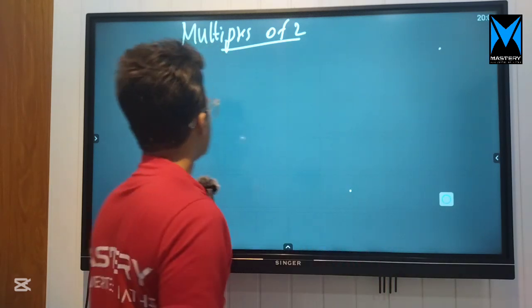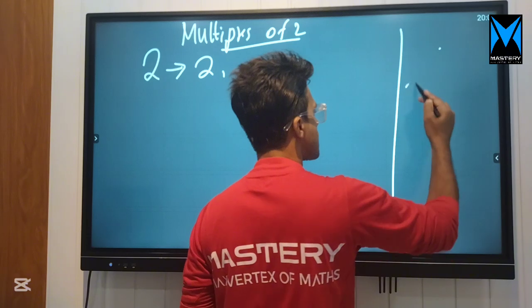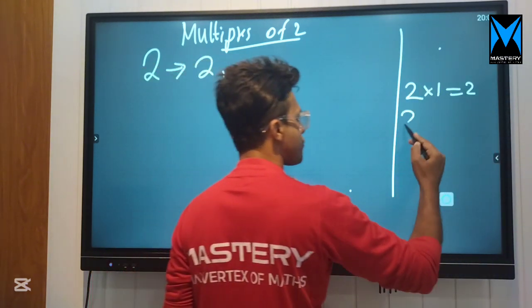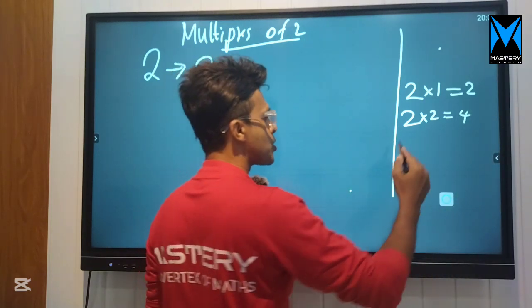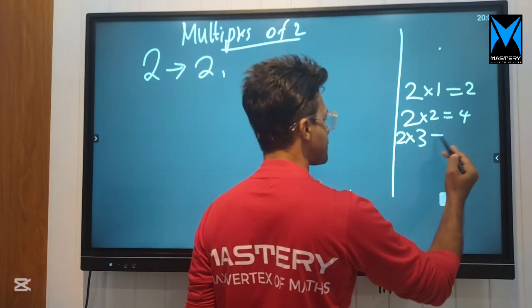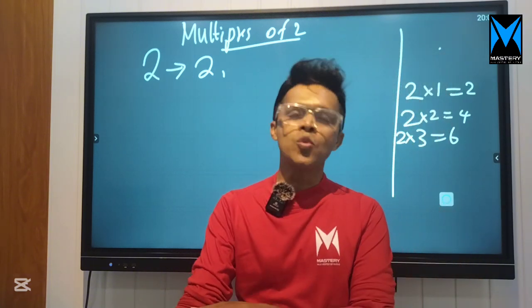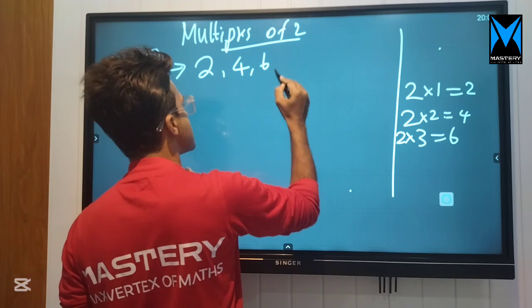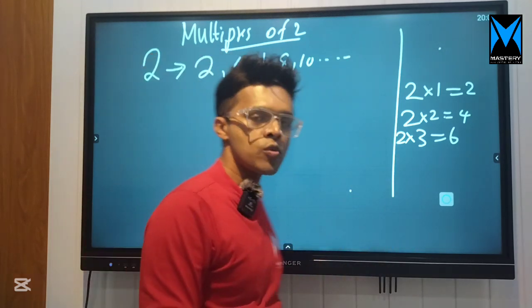Yes, 2 times 1 is 2. These are the multiples of 2. 2 times 2 is 4. So don't write all these things. 2 times 3 is 6. So we are getting the multiples of 2: 2, 4, 6, 8, 10. These are the multiples of 2.